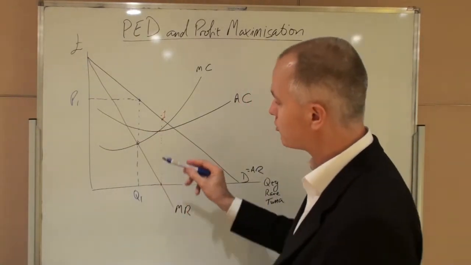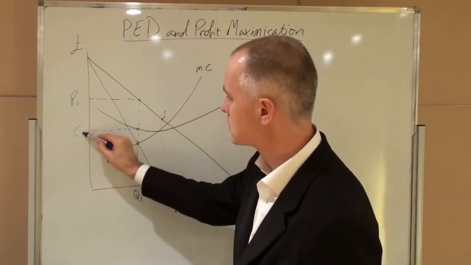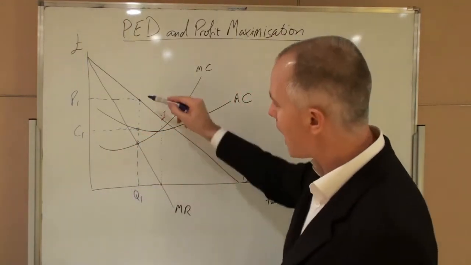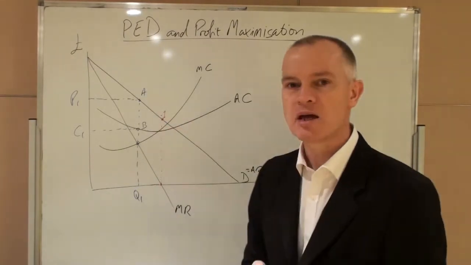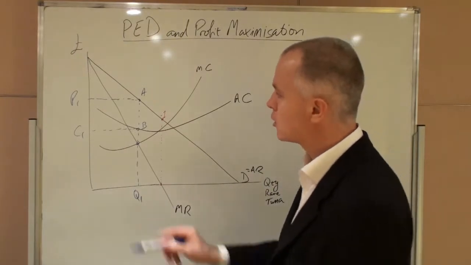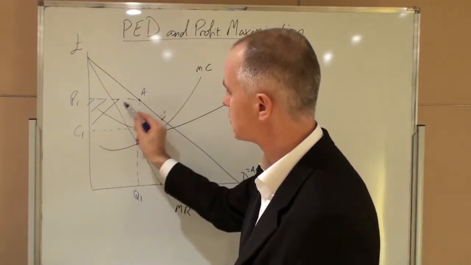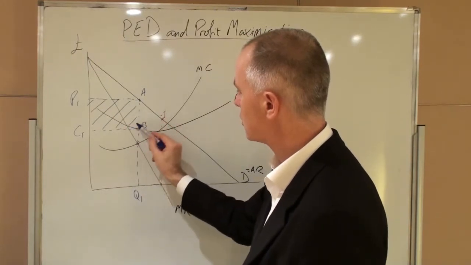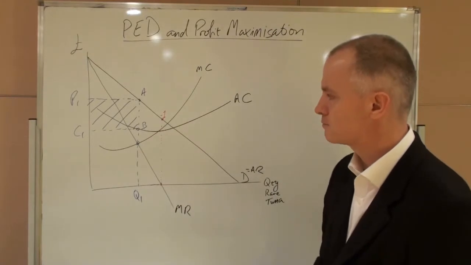In order to calculate profit, we need to realize that the average cost is C1, and thus average profit will be given by distance AB. Total profit, therefore, will be distance AB times the number of units sold, Q1, which gives us this profit rectangle, as I've shaded in.